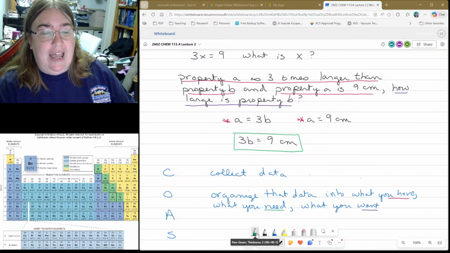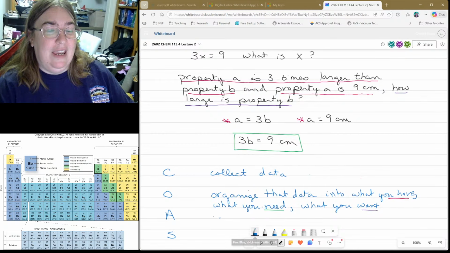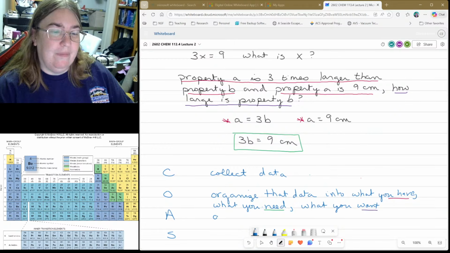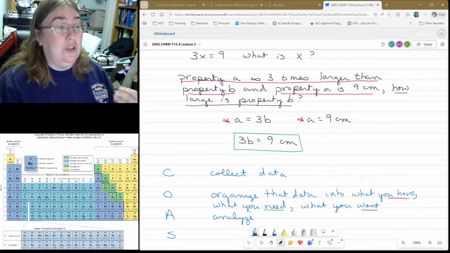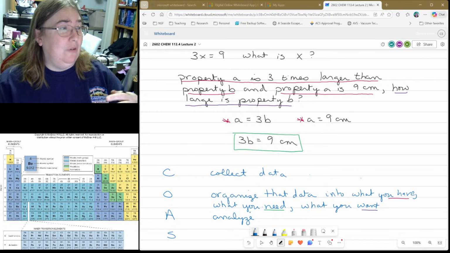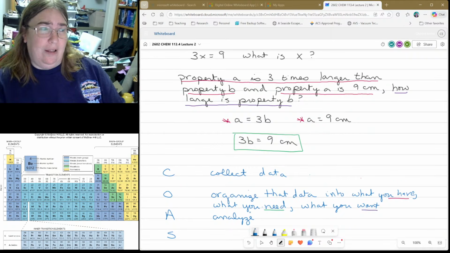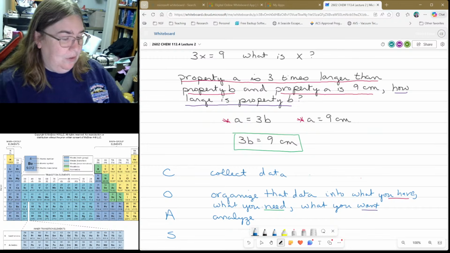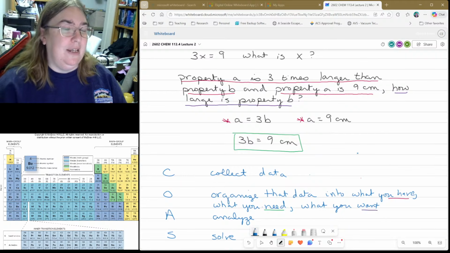Now, that developing from the two things that you have is where the A is. This is analyze. Analyze what you have to figure out what you need. Take what you have and then look up what you need. Get that. Now you have that as well. And now you're ready to solve. So now I can solve this and get B equals 3 centimeters.